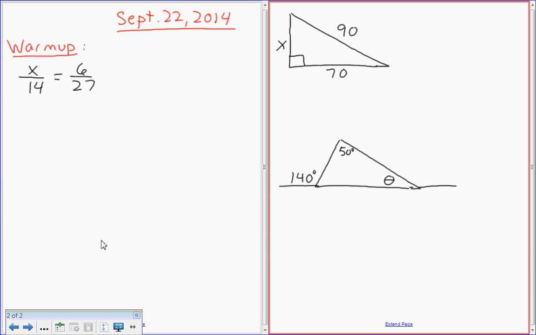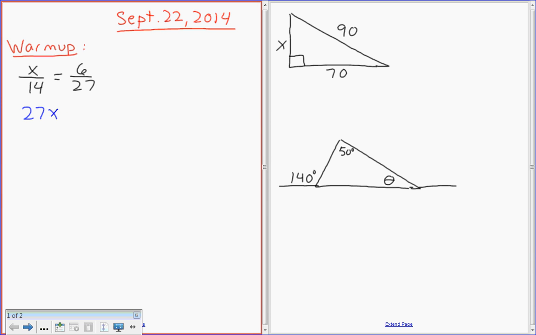All right, I'm going to start with Matt. Matt, we're going to do some cross multiplying here. Can you give me the first line for this? Go ahead, please. Very good. 27x is 6 times 14. Great. Fabulous, wonderful, tremendous, even.